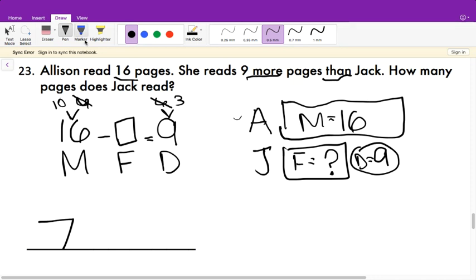Now I'm going to look for my label. I'm looking after the words how many. And I see how many pages does Jack read? So I know my label should be pages. So our answer here is 7 pages. And we can go ahead on to number 24.